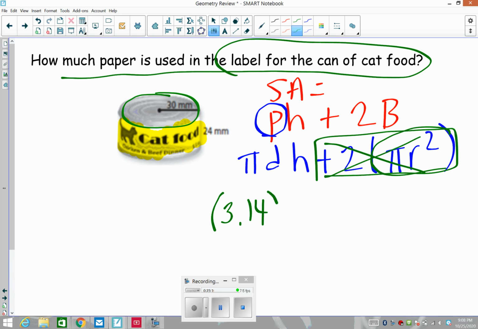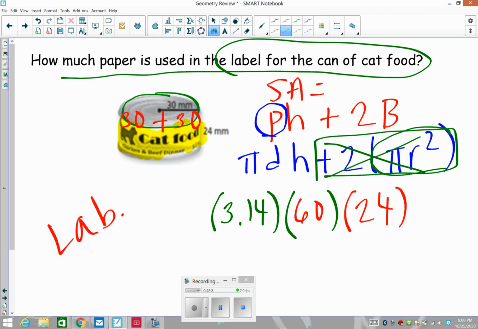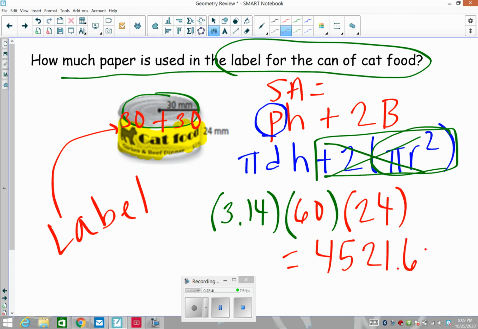So that's 3.14 times the diameter, which is 30 plus 30, so 60, and the height of the can is 24. So this is just for the label. How much for the label? Nothing on the top circle or bottom circle. So 3.14 times 60 times 24 is 4,521.6 millimeters squared, the total area of the label.